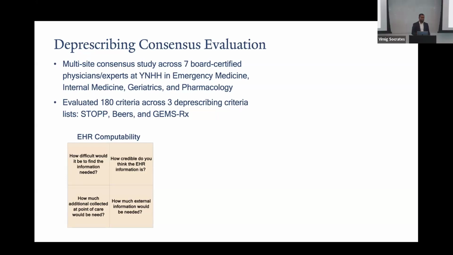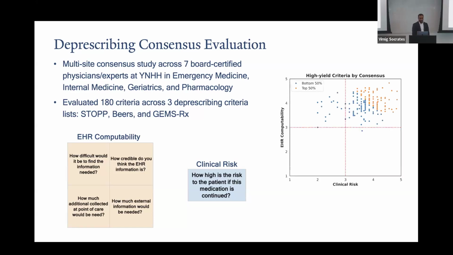How much other information do you need aside from that? That sort of gives us a sense of whether or not the EHR contains the information necessary to calculate these criteria. The other element of this is the clinical risk. So we want to make sure that we're deprescribing things that would have a significant impact on the patient if they weren't deprescribed.